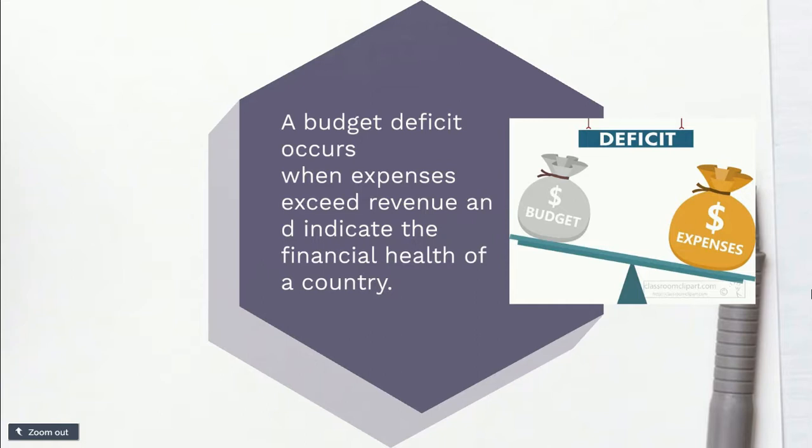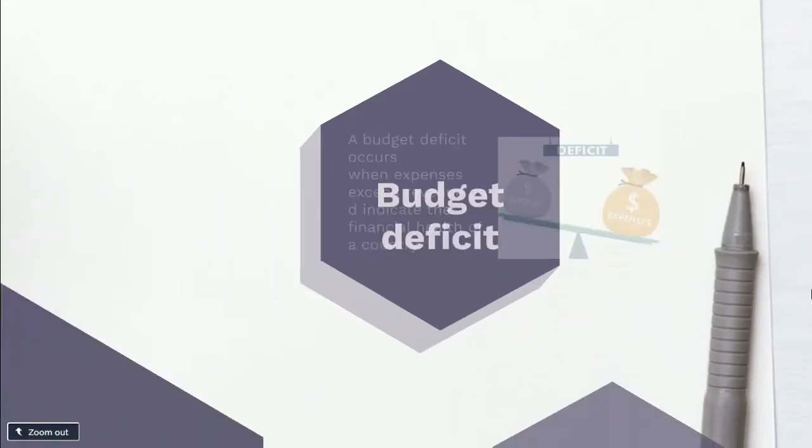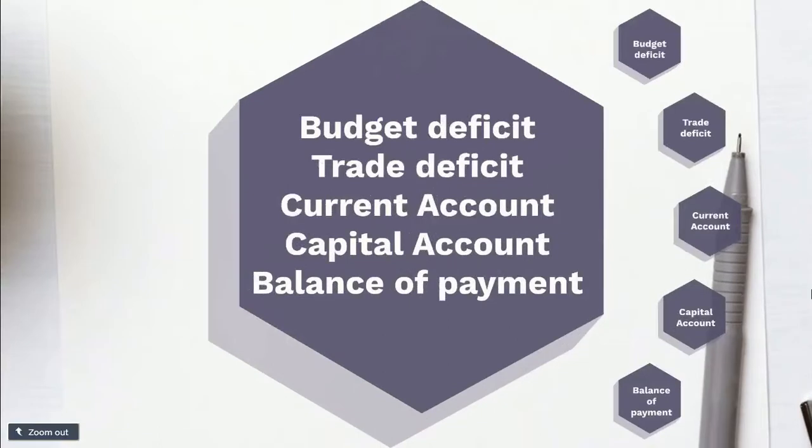What do you mean by budget deficit? A budget deficit occurs when the planned expenses exceed the revenue, and it indicates the financial health of the country. The government generally uses the term budget deficit when referring to spending being more than the revenue. This budget deficit problem sometimes hampers the revenue of the government as well as the Indian treasury. So, budget deficit, I hope you understood this.